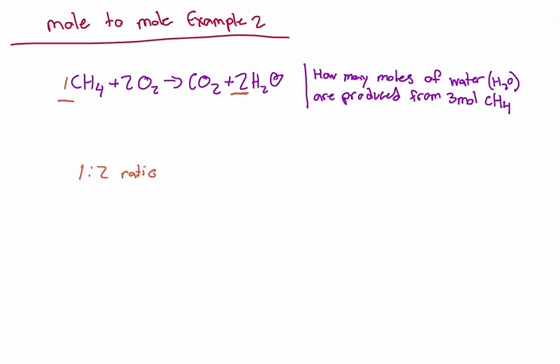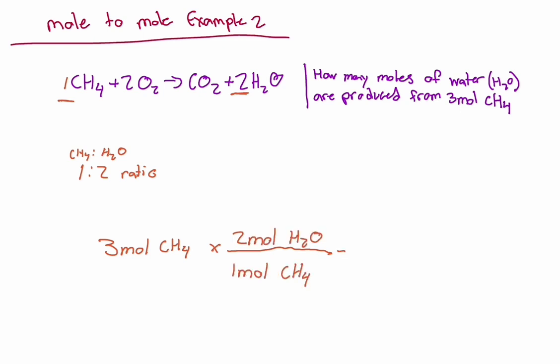Using this 1:2 ratio, we can set up the proportion. We can multiply 3 moles of CH4 times the ratio, ensuring that CH4 is on the bottom so they cancel out, leaving us with moles of H2O, giving us a total of 6 moles of H2O. So 3 moles of methane will produce 6 moles of water. Now let's look at a mole to gram example.